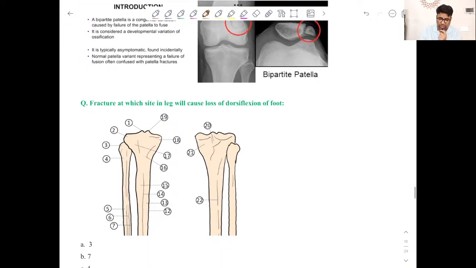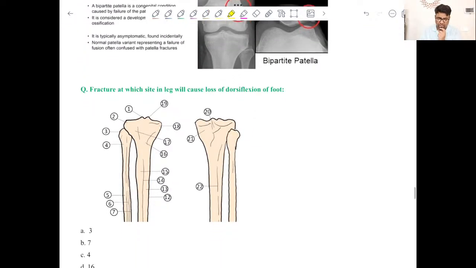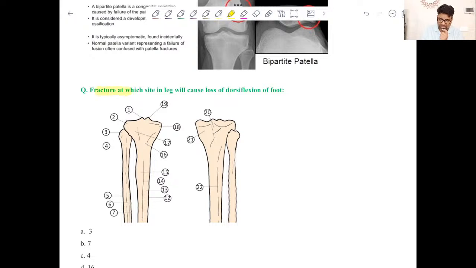Chalo, the next question is very important and it has been asked over the years. Fracture at which site will lead to loss of dorsiflexion of the foot? I think everyone should mark it right, because this is one very common question which has been repeated over the years. Now, which area, if fractured, can injure some nerve, and that nerve is... wonderful, KK, wonderful. So actually, loss of dorsiflexion, right?